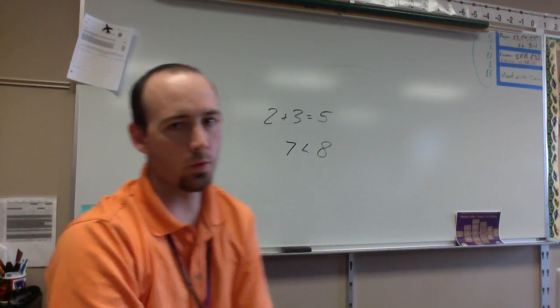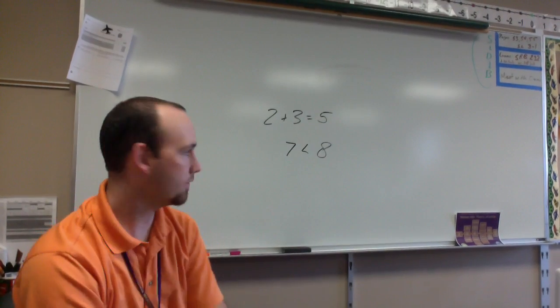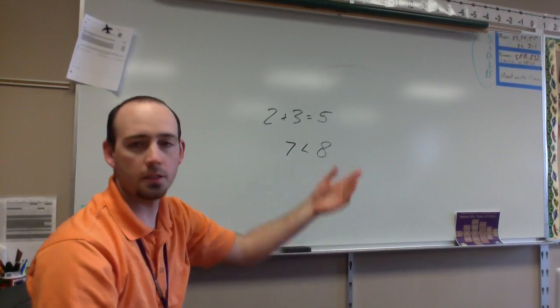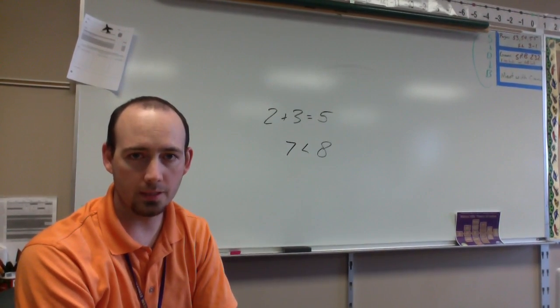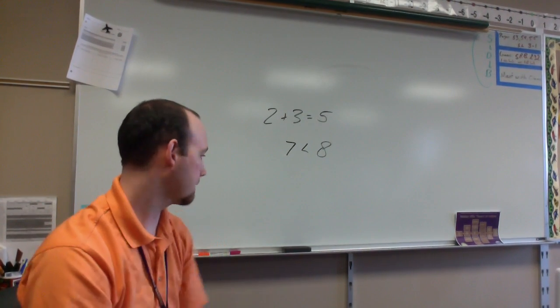Hey class, today we are going to look at true and false number sentences. So the first thing we need to do is know what a number sentence is. I have some examples written right here. One example is 2 plus 3 equals 5. We have another one that's 7 is less than 8. So it's going to be things that look similar to that, and we're going to just have to decide, is it true or is it false?